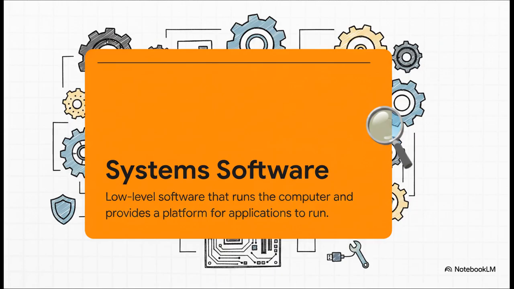And then, on the other side of the coin, you've got systems software. This is the stuff that works behind the scenes. It's the powerhouse, the stage crew. It runs the computer itself so that all your applications have a platform to work on. Your operating system, like Windows or Mac OS, that's the biggest example. But it also includes things like device drivers and all those little utility programs that just keep things humming along.